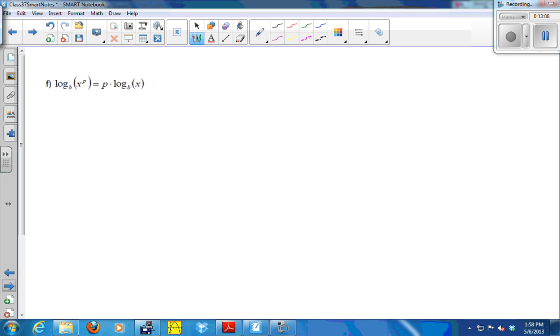All right, last property. If you want to take log base b of x to the p, you can take the exponent off of the x and bring it down in front of the log. Okay, so it seems kind of crazy, but it's really just a repeated application of that addition one. So this says log base b of x to the p, right? Well, raising x to the p power means multiplying by x over and over and over again. Exponent is just the notation for repeated multiplication.